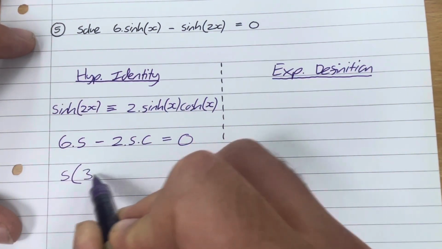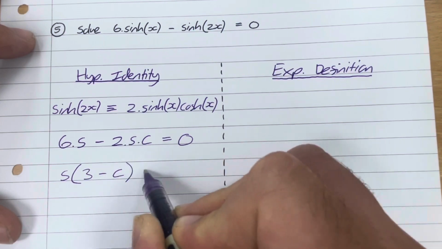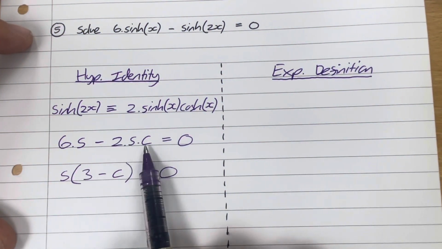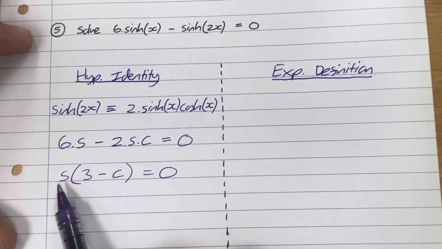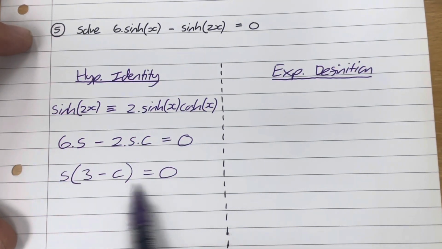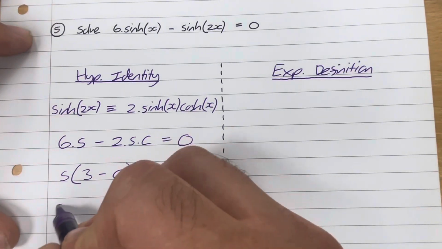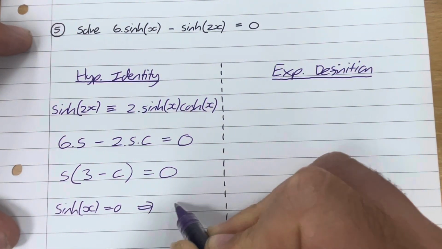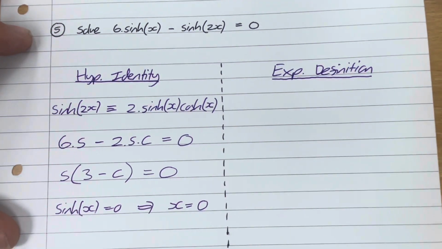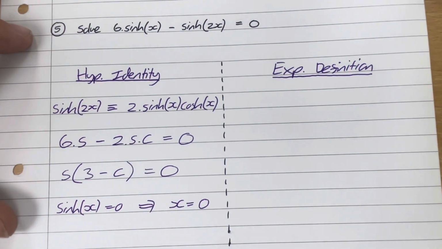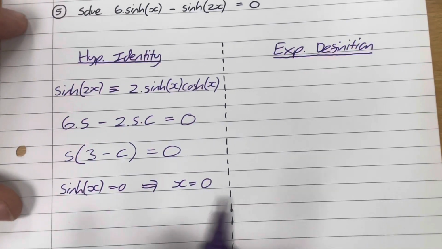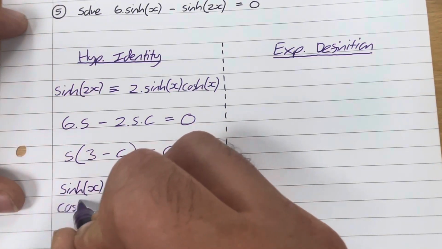So that's going to be 3 minus cosh equals 0. Okay, I'm using shorthand notation. S is sinh and C is cosh. So I've divided by 2 and I've factorised out the sinh. So either sinh of x is 0, in which case x equals 0. You can use the inverse sinh function on the calculator for this one because it's a nice easy one. Or you can just think about the sinh graph. Or cosh of x equals 3.